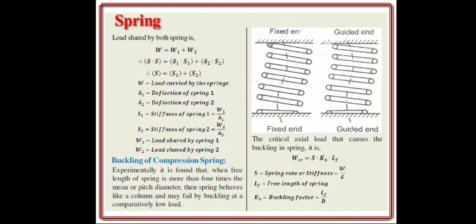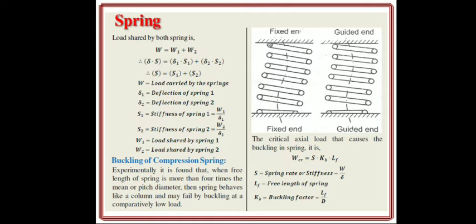Now the next term, the buckling of the compression spring. In this diagram you can also see how the spring gets buckled. Experimentally it is found that when the free length of the spring is more than 4 times the mean or pitch diameter, then the spring behaves like a column and may fail by buckling at a comparatively low load. So the critical axial load that causes buckling in a spring is WCR equal to S into KB into LF. By using that formula you can find the buckling in the spring.